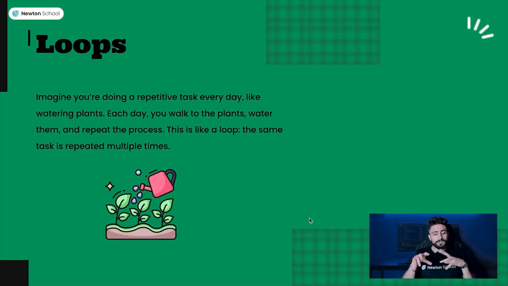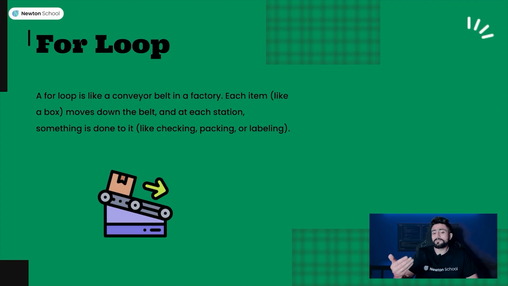So imagine you are doing a repetitive task every day, like watering the plants. Each day you walk to the plants, water them, and you repeat the process, right? So this is just like a loop, just like your daily routine. The same task you are repeating multiple times. So this is the definition of a loop.